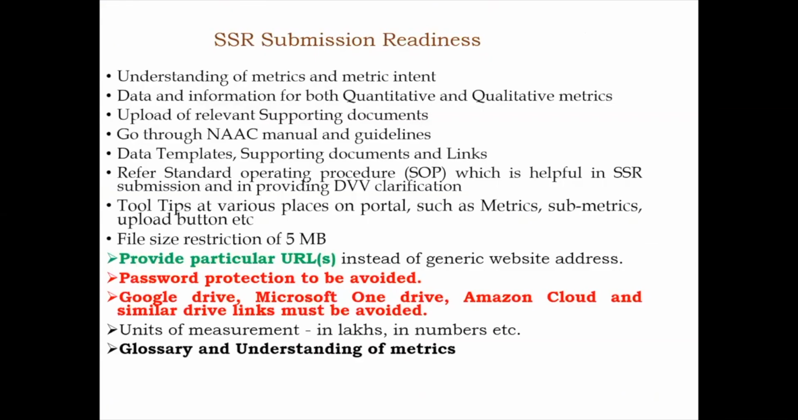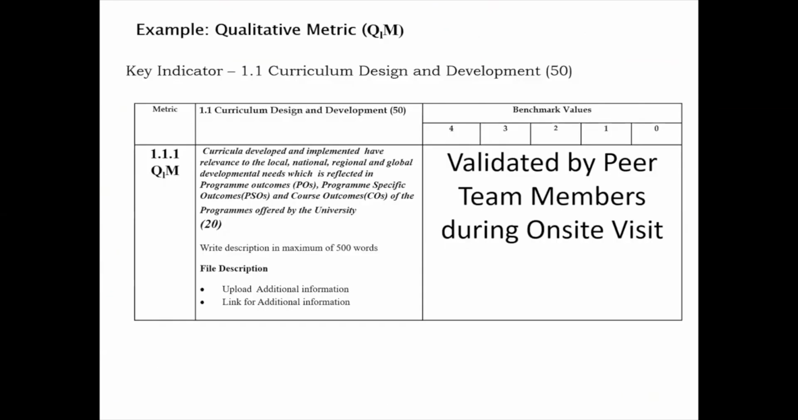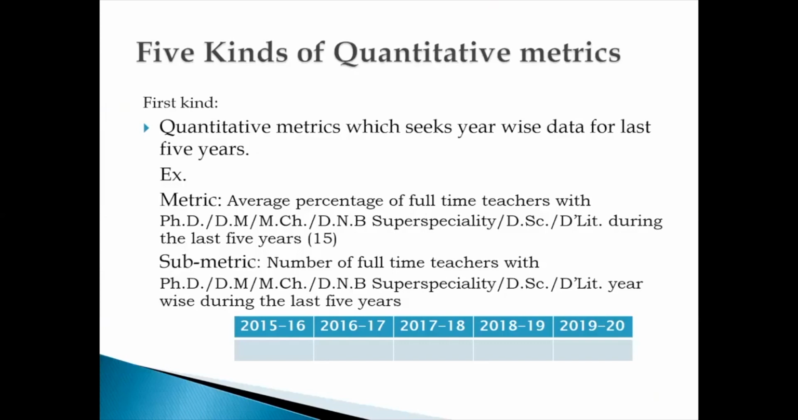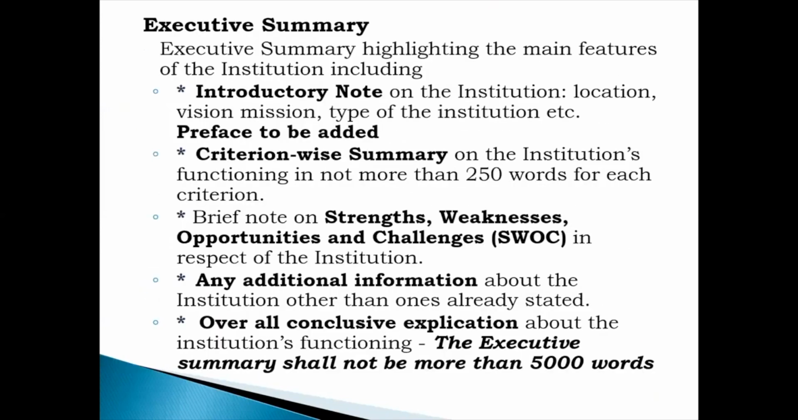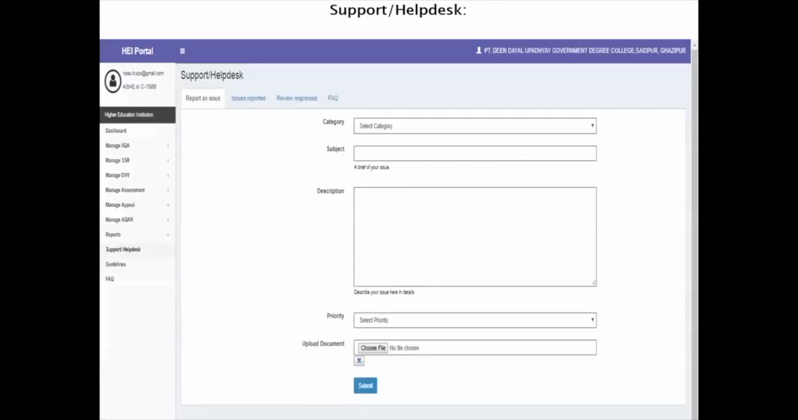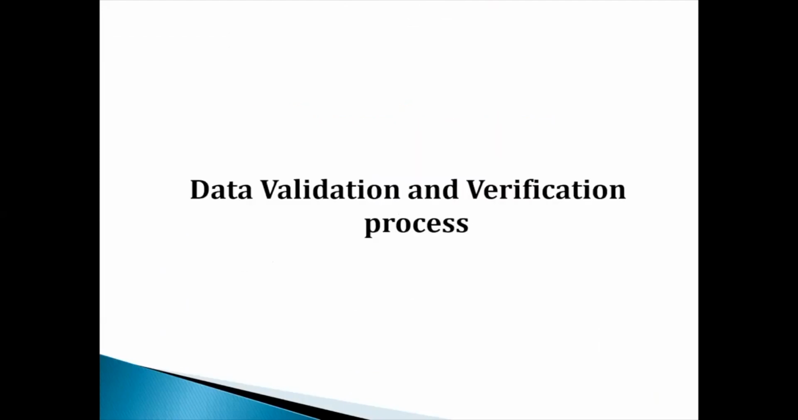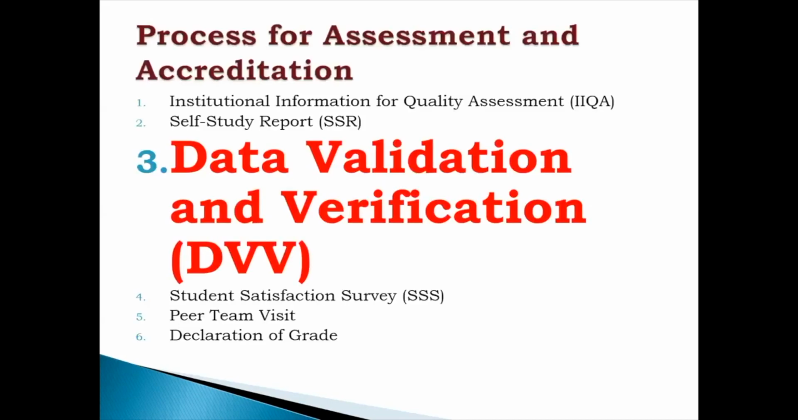So I'll try to cover each and every point in detail and help you understand what exactly we have to do while filling up the data clarification as HEI during the data validation and verification. As I told you in the initial slides, this data validation and verification will pertain to the quantitative metrics. The quantitative metrics, that is 70%, will be validated through a third party service provider.